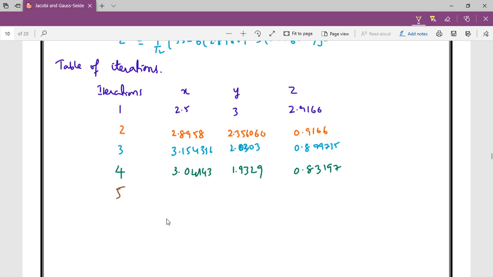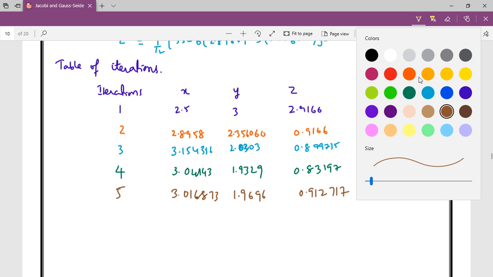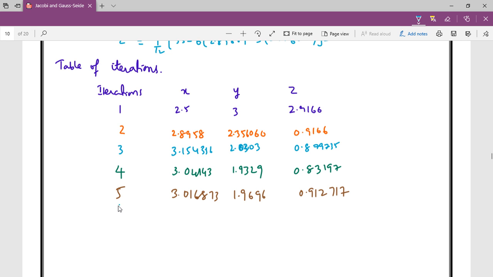Next, in the fifth iteration, the x value is 3.016873, the y value is 1.9696, and the z value is 0.912717. So still the root has not converged yet. So let us go for the next iteration.